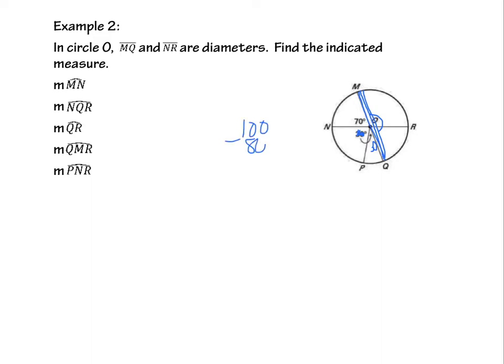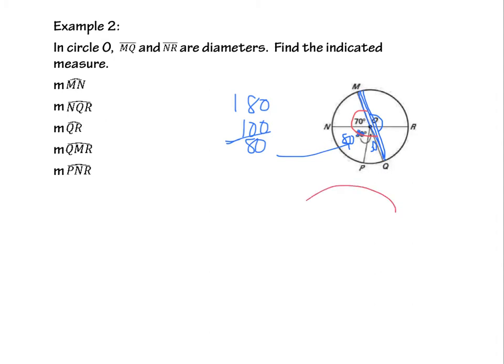180 minus 100 equals 80. So this right here would have to equal 80, because all three of these together, 70 plus 80 plus 30, equal 180.